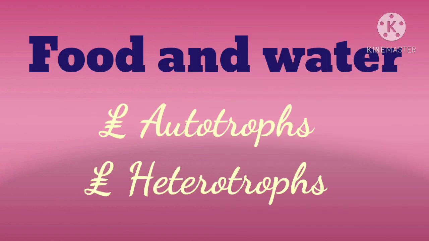Next one, food and water. Food is a necessity of all living things. What is meant by autotrophs? You know that? Yes. Plants are called autotrophs because they make their own food. Plants make food through the process of photosynthesis. What are heterotrophs? Heterotroph means they feed on plants or other animals. So animals are called heterotrophs.